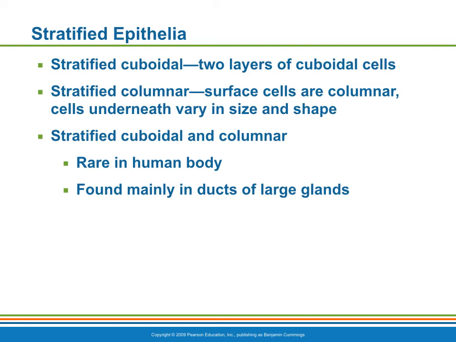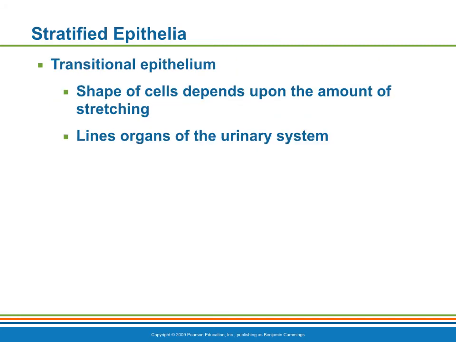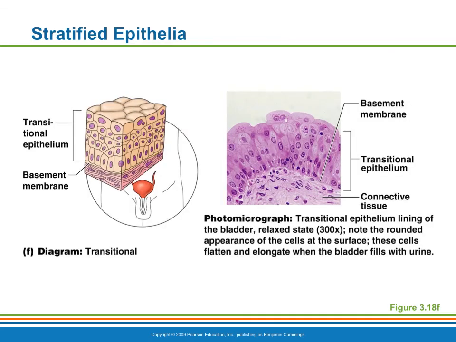We have one other one that we want to talk about here, and that is the transitional epithelium. This forms the lining of hollow organs of the urinary system that stretch as they fill. You'd find this in the bladder, right, where the bladder has to increase in size, and then as you urinate, the size of the bladder goes back down. Here's what it looks like.